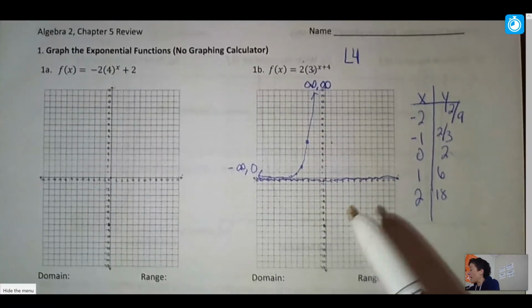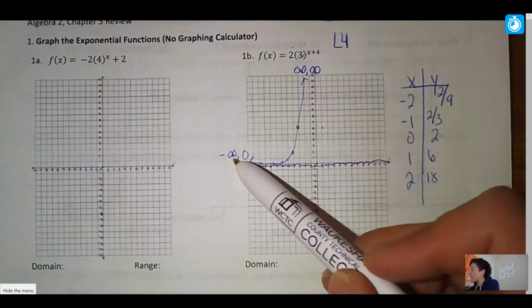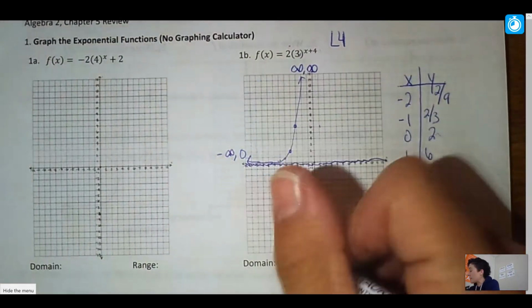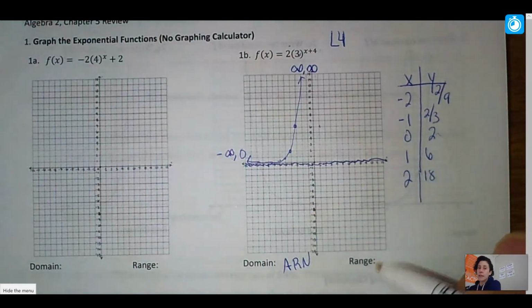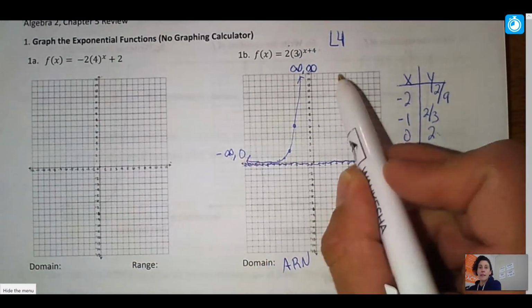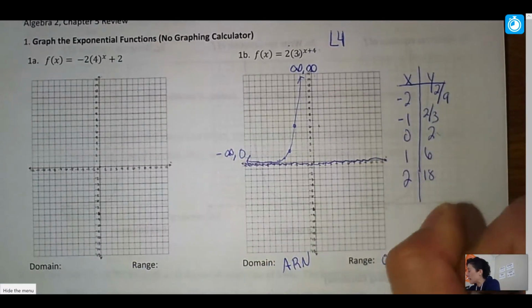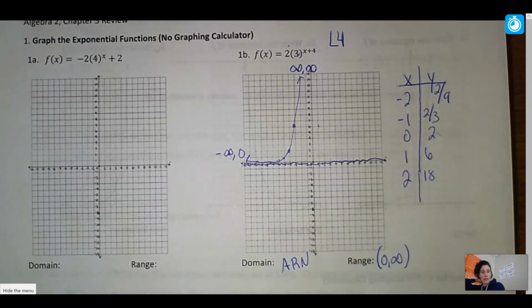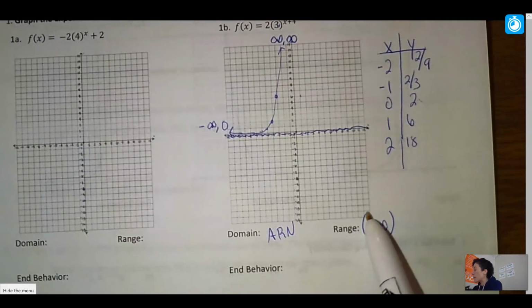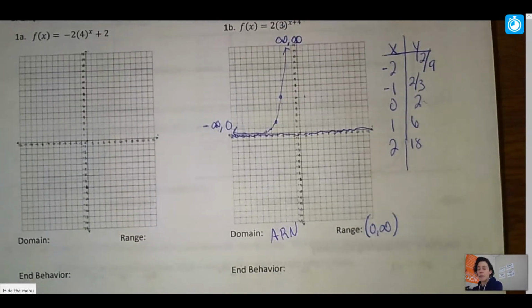So for my domain, my smallest x and my biggest x, I'm just going to actually write all real numbers. And for my range, when I do my smallest y, that's the 0, and my biggest y is infinity. And I don't want to include 0 on this because, remember, the shape can't touch the wall. So if it touches the wall, you're allowing it to include 0. So the parentheses are making sure I don't include 0.